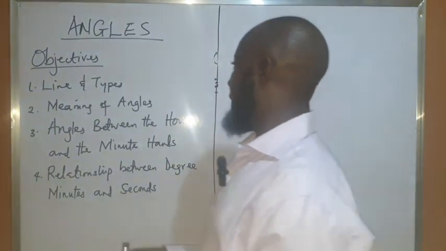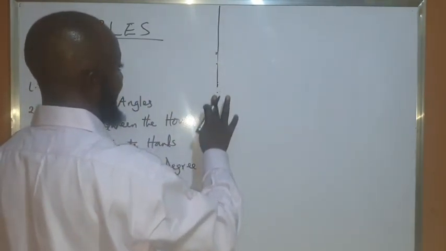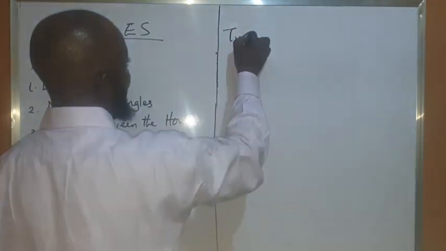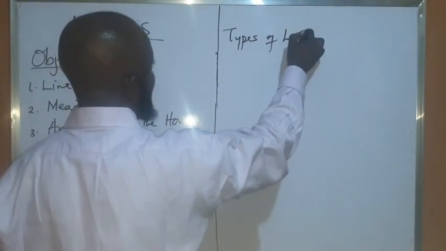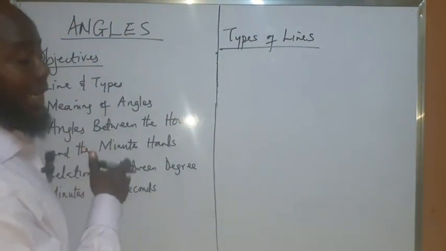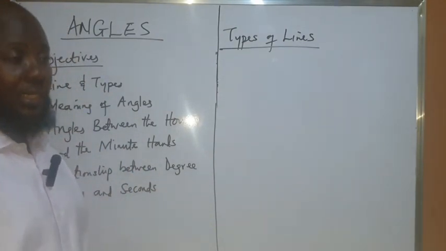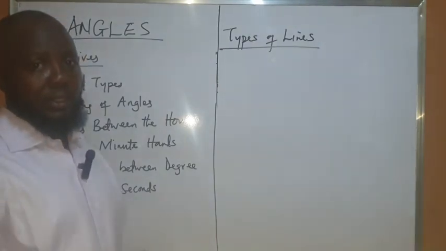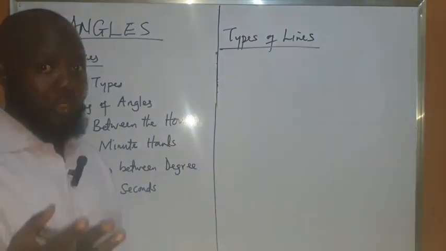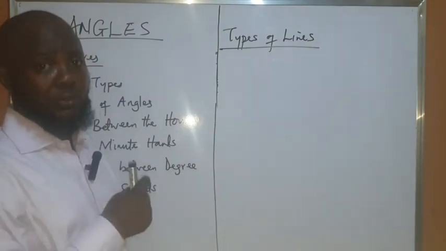So the first one is line. Let's look at types of line. Under it, we look at some other things. We have about 9 points that we want to look at there. The first one, types of line. Understanding this concept, these angles, what we're going to look at in this video, will make you understand the subsequent videos, because we're going to be looking at some theorems that are attached to angles. So understanding of these basic things will help you a lot. That is the reason why you need to pay very, very serious attention in this video.